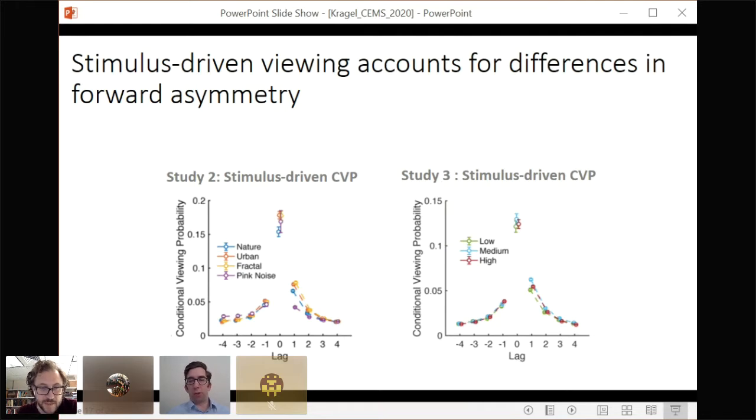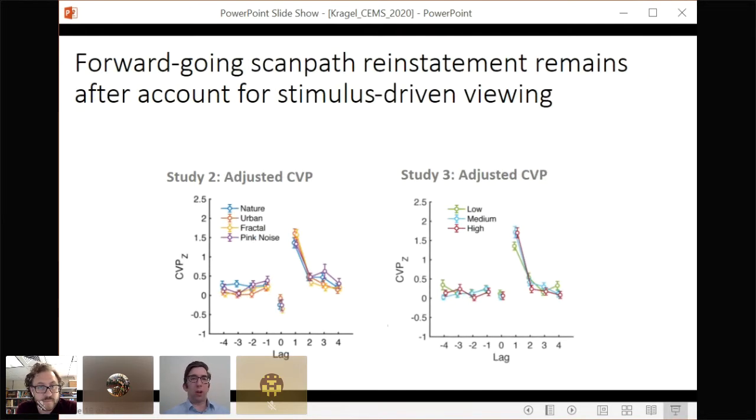About 4 minutes left. Okay, and then the next natural question is, given that stimulus properties can account for these differences in asymmetry, is there still a memory-related effect going on? Here I'm showing you what it looks like after controlling for stimulus-driven factors, and you can see there still is kind of a remaining memory effect, but it looks like it's insensitive to what the stimulus type or what the scene categories are.